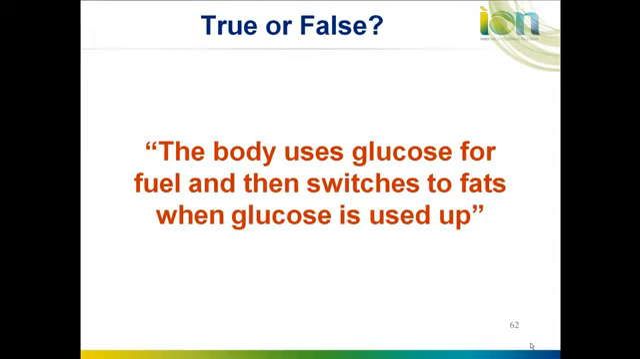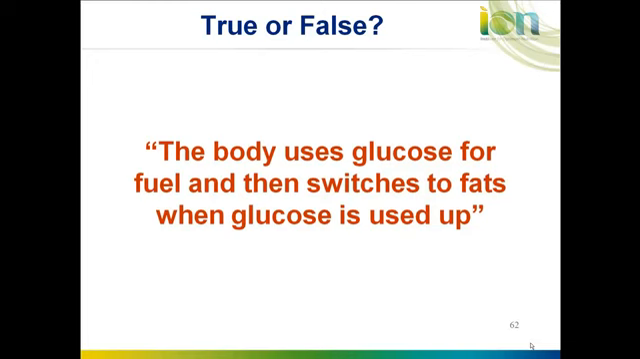So then, true or false? The body uses glucose for fuel and then switches to fats when glucose is used up. Is that true, or is it false? And I put this in to highlight that when you first start to understand about carbohydrate and fatty acids and their use for energy, and the fact that the body's preferred source of energy is glucose, there's this idea that the body uses glucose for fuel, and when it runs out of glucose it switches to using fats because fatty acids are the secondary preference.